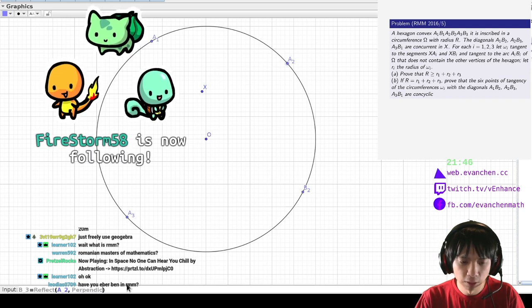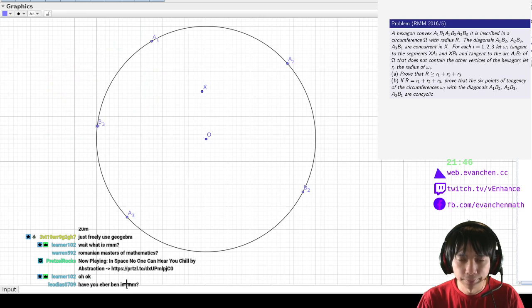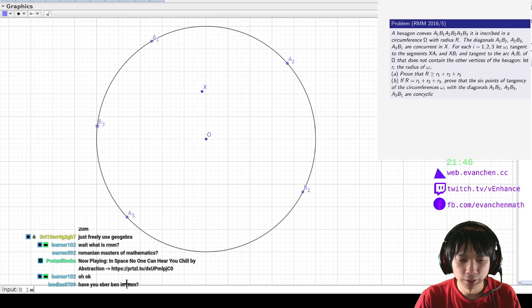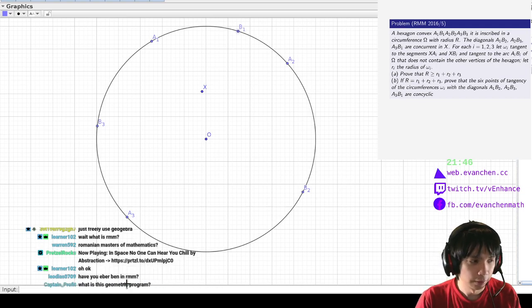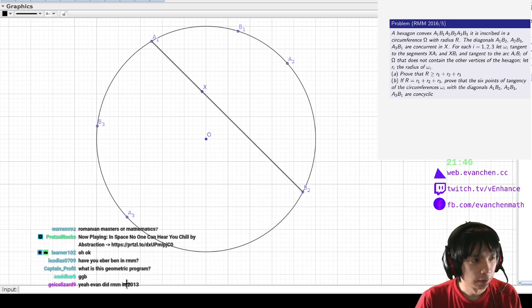A2 over perpendicular line A2X. And then B1 is the reflection of A3 across the perpendicular line from O to line A3X. Okay, so those are our diagonals. This is GeoGebra Classic 5.